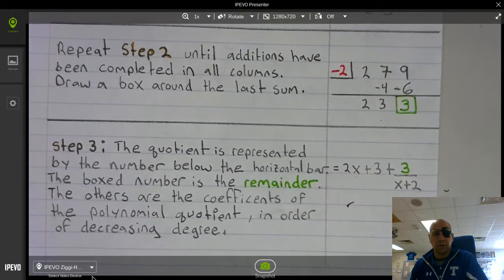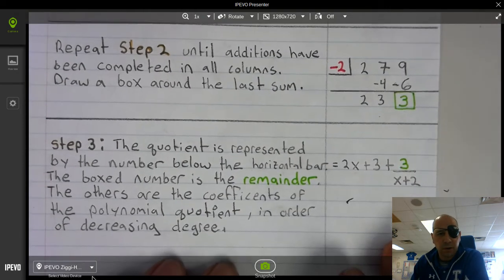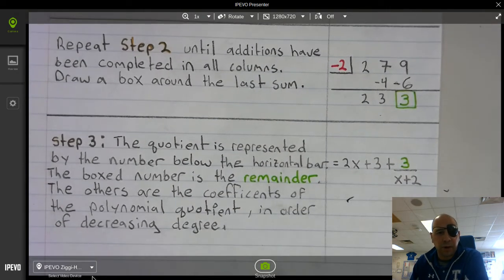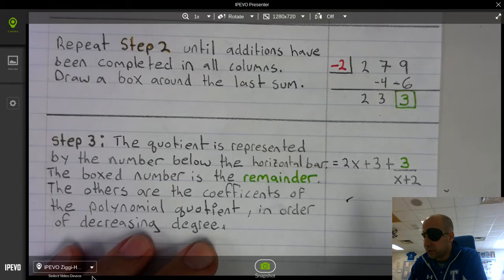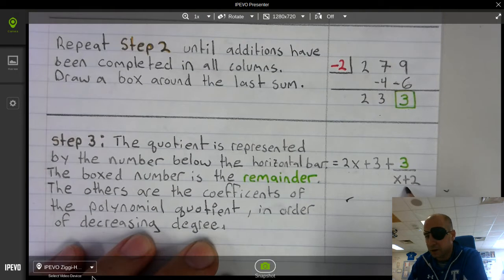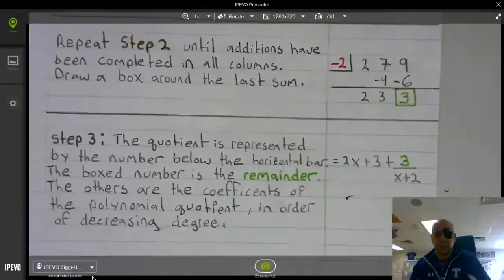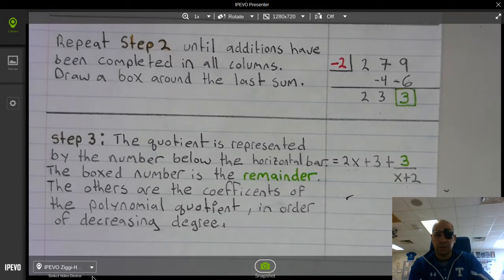All right. So the quotient is represented by the numbers below the horizontal bar. The boxed number is the remainder. So this is the remainder. The others are the coefficients of the polynomial quotient in order of decreasing degree. So this is 2x plus 3 plus, remember the remainder, we take this number divided by x plus 2. Okay. All right, so update your notes.